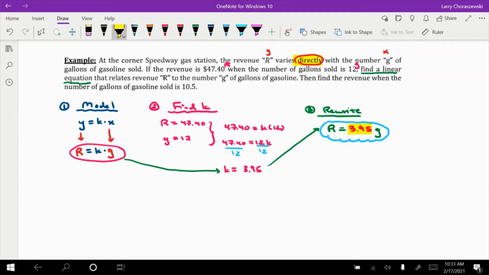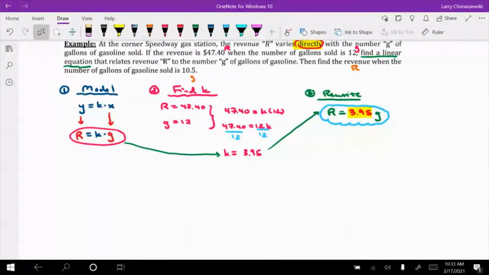But anyhow, we're actually not quite finished though. We need one more thing here. It says, then find the revenue when the number of gallons of gasoline sold is 10.5. So in this setting, there's a fourth step, and I like to call this the use step. We have to use our model from step 3 to figure out what the revenue is when the number of gallons sold is 10.5.